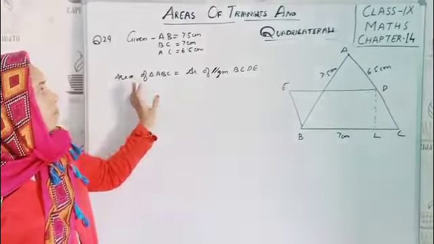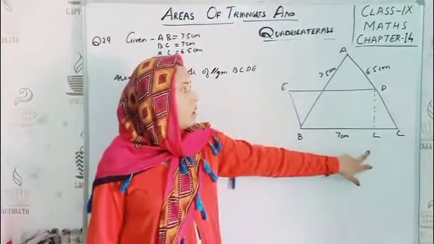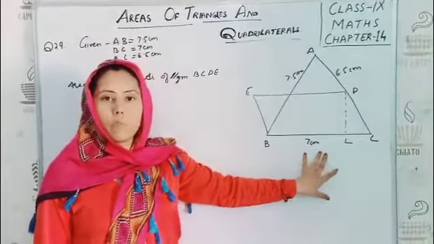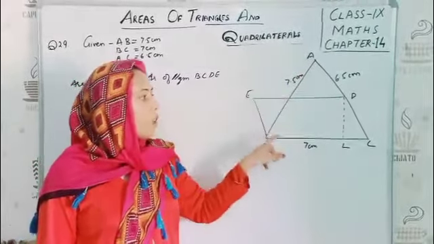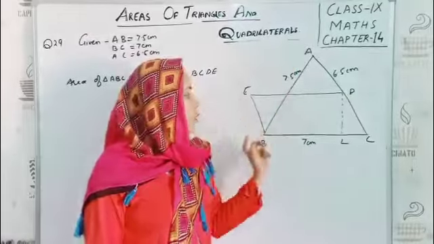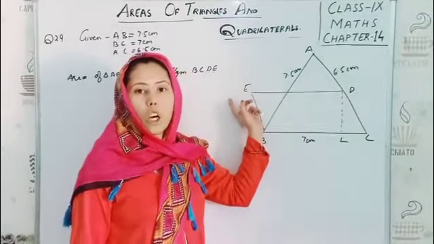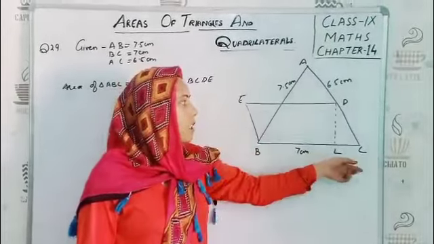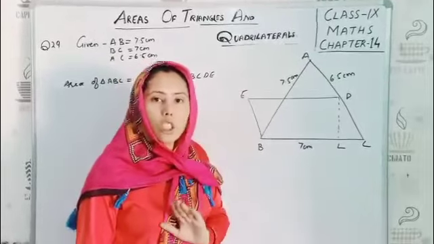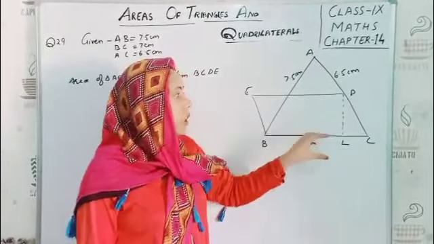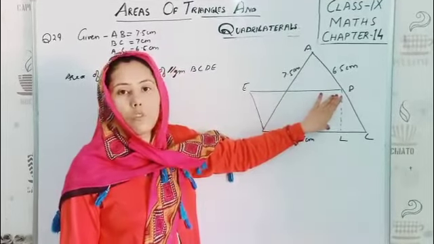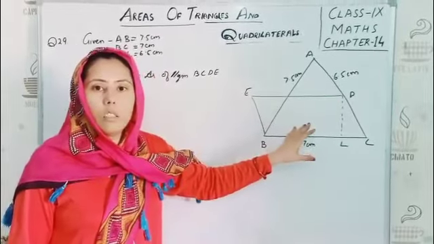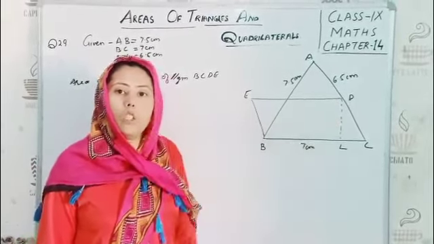Okay. Question number 29. Given are the lengths of BC, AC, and AB: 7.5, 6.5 and 7 centimeter. And one more thing is given: the area of triangle ABC is equal to the area of parallelogram BCDE. They are equal in area, it is given in the question. Now what is asked? They said find the length of DL, that is the height of the parallelogram. We have to find the height of the parallelogram, DL.